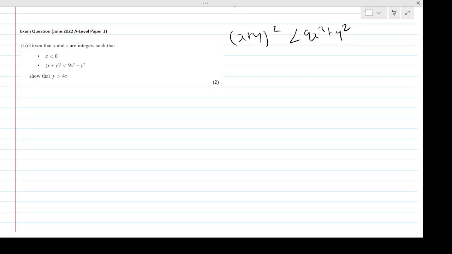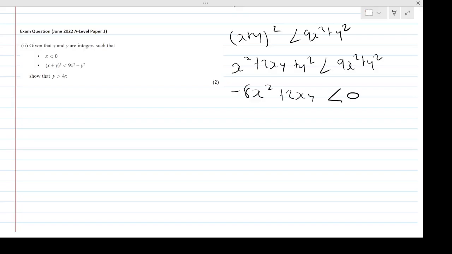Now, again, this is a bracket, and as we've seen with the examples, we should probably expand the bracket, right? So if we expand that, we get x squared add 2xy add y squared is less than 9x squared plus y squared. Now, if I take away the right side, well, x squared take away 9x squared is minus 8x squared, add 2xy, and y squared take away y squared is 0, so we're left with less than 0. Right, okay.